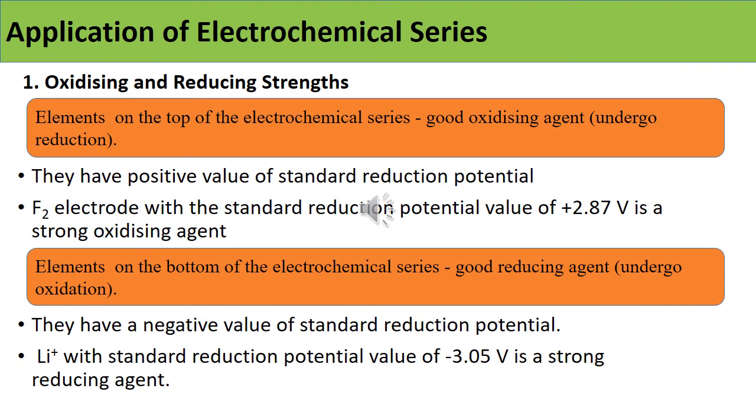Application of the electrochemical series. First one, we can determine the oxidizing and reducing strength of an element. Elements at the top of the electrochemical series are good oxidizing agents, and they have a positive value for standard reduction potential. Example, fluorine, and the value is positive 2.87 volt, and it is the strongest oxidizing agent. Elements at the bottom of the electrochemical series are good reducing agents and they can undergo oxidation, and they have a negative value for standard reduction potential. Example, lithium, and the value is negative 3.05 volt, and it is a strong reducing agent.